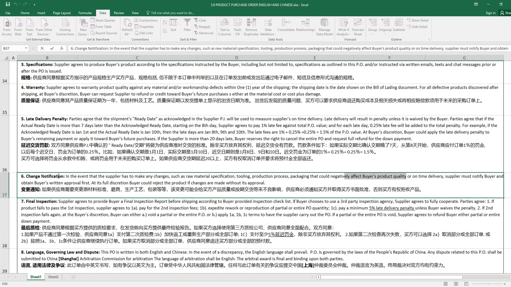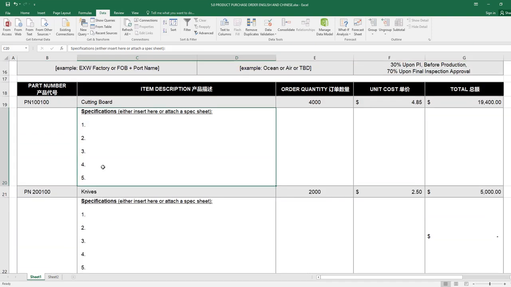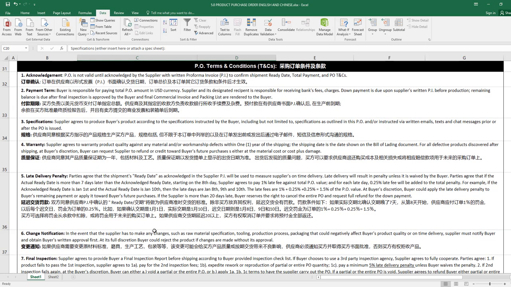Number 6 is change notification. The reason the change notification is here is because over time, as you continue to source product from Asian countries like China, Vietnam, whatever, you will find these Asian suppliers are not very transparent with the change. Even though you have clear specifications here in the purchase order where you attached a clear specification, sometimes they make change to the raw material.